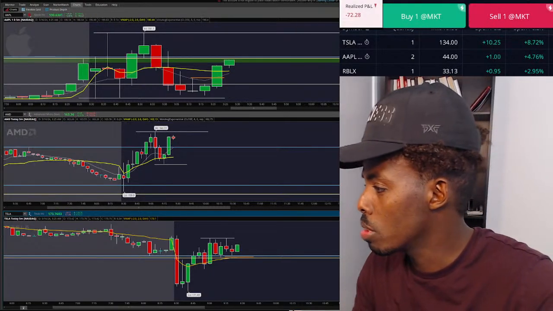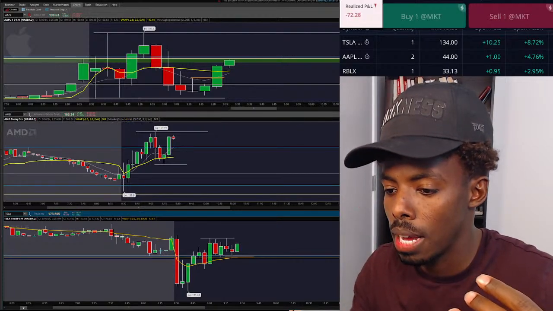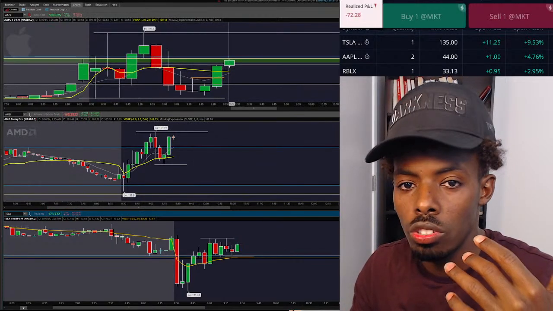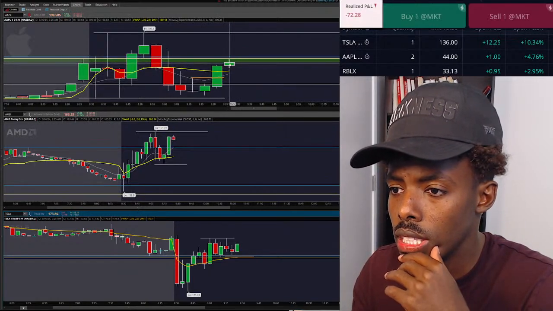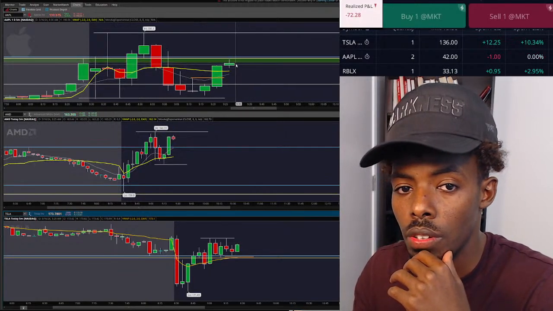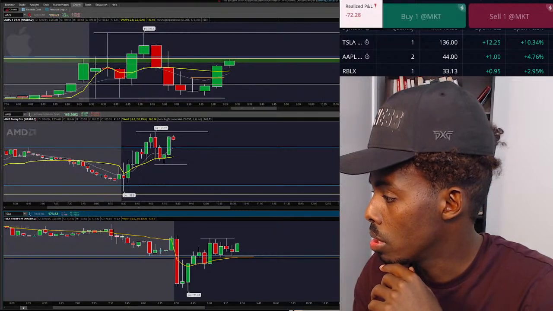Yeah, I didn't add more to my Apple. I was trying to add a lot to my Apple. I was literally trying to load up. Did it move way too far away from me? It didn't, but at the same time, it's still further away. I'm gonna just do it though.